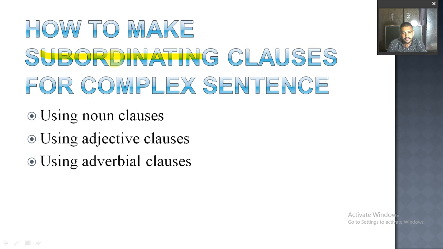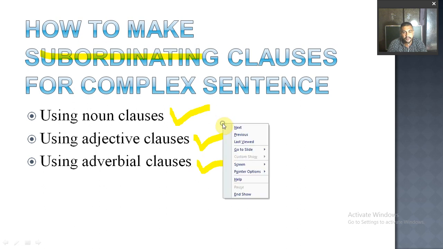How to make the subordinate clause to make a complex statement of the combination of a principal clause and a subordinate clause? We need the subordinating conjunction, and how can we make the subordinating conjunction? That's the task on hand. In this particular video, we're going to focus on these first two, noun clauses and adjective clauses. And in the next video, we will be talking about adverbial clauses, how to make adverbial clauses to make a complex sentence. We're going to talk about that.